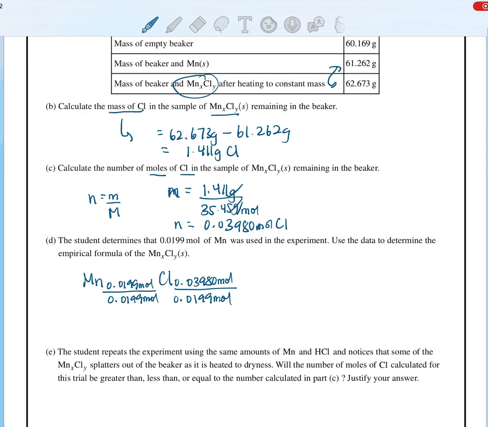Based on this calculation, if I just clean it up over here, for every one manganese atom, obviously you don't have to write down the one, I'm just doing this to illustrate my point, I will have two chlorine atoms or ions. So therefore, my empirical formula for this is I have a ratio of 1 manganese to 2 chlorine. So the empirical formula is manganese chloride, MnCl2.